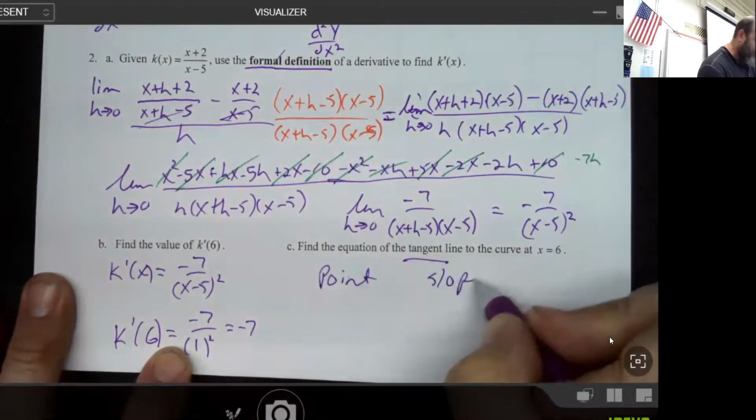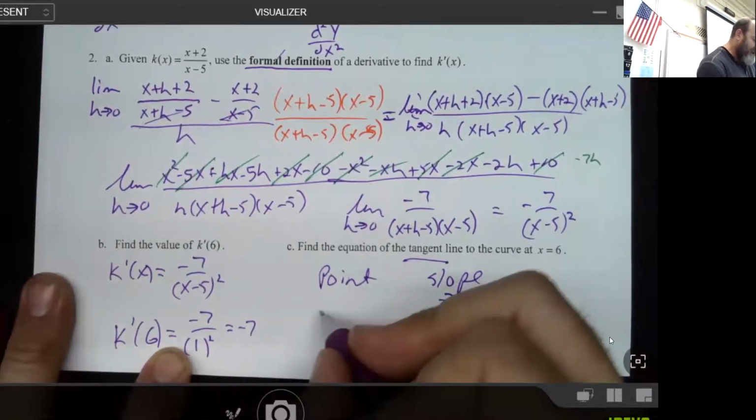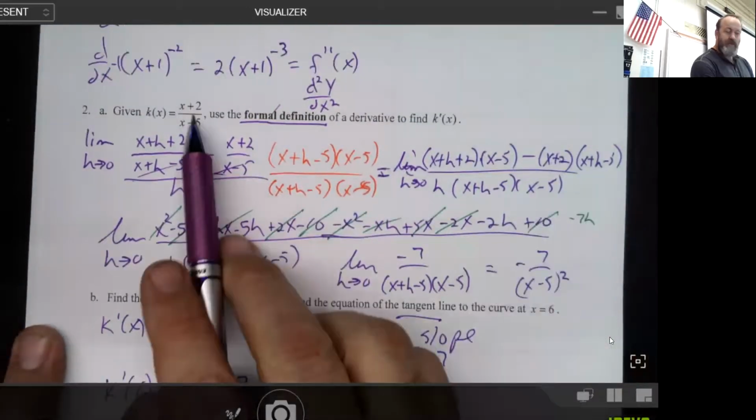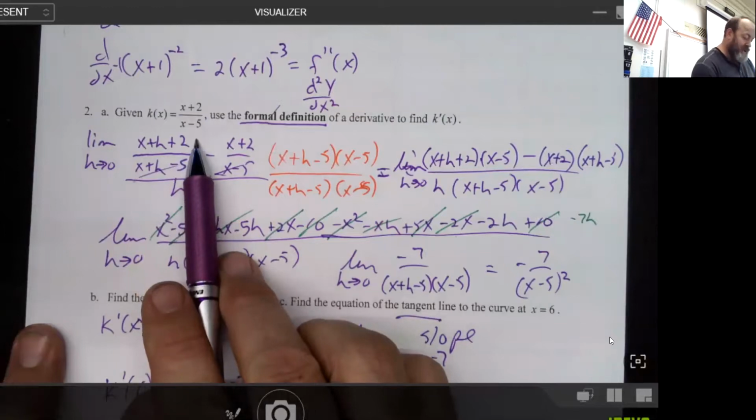Now, to finish our story, every time you need a tangent, you need a point and you need a slope. Well, in this problem, we already know that the slope is negative 7, but we want to find out what happens if I plug in the number 6 into the original problem. And if I plug in 6 into the original problem, what you'll see is we get 6 plus 2 is 8. 6 minus 5 is 1. 8 over 1 is 8.